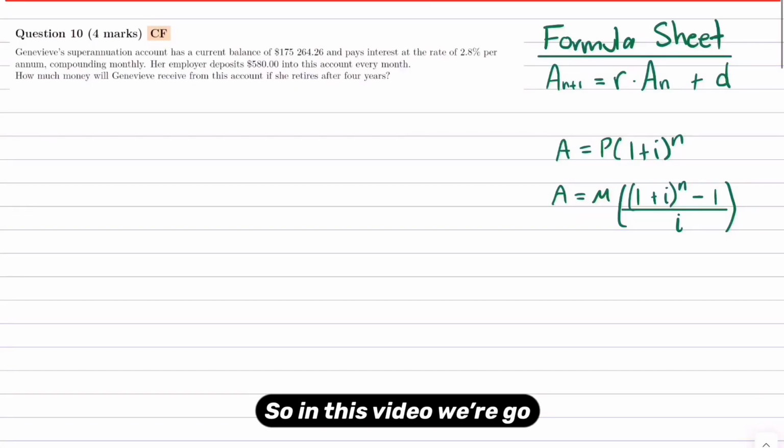So in this video, we're going to go through a complex familiar question that was sent in to me by a student. And this is something that I guess I kind of missed in my earlier videos. So we've got Genevieve's superannuation account has a current balance of that and pays interest at a rate of 2.8% per annum compounding monthly. Her employer deposits $580 into this account every month. How much money will Genevieve receive from this account if she retires after 4 years?